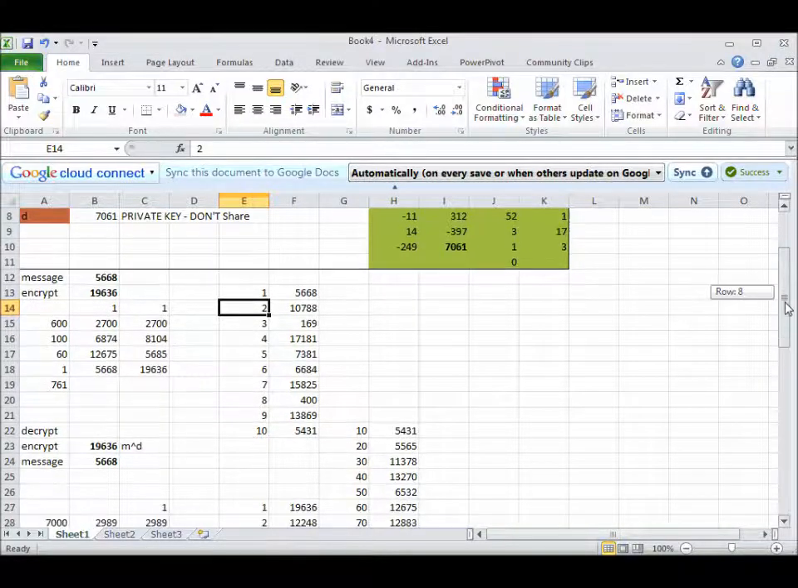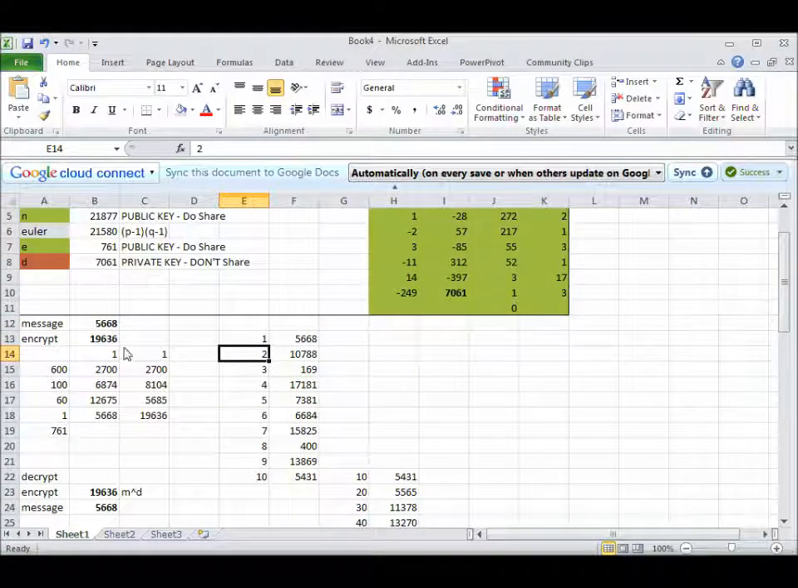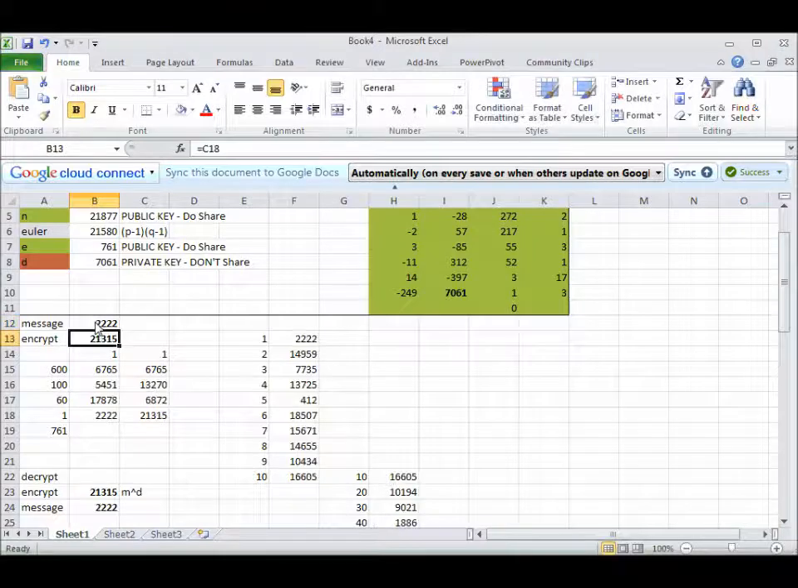16,636. And if we run 16,636 through that same algorithm, we end up with 5668 again here. Everything changes. And so I've now basically built a little RSA encryption algorithm program in Excel, which is kind of fun.